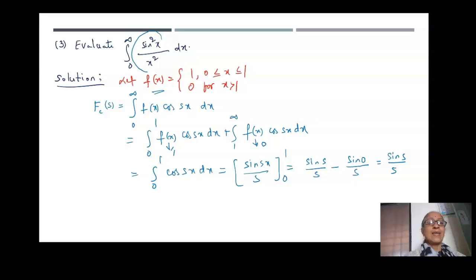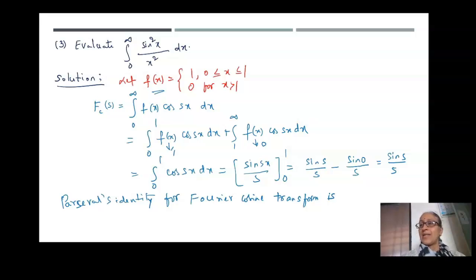Here the integrand contains squares, so we use Parseval's identity, which has squares. Parseval's identity for Fourier cosine transform is 2 by pi integral 0 to infinity Fc of s whole square ds equal to integral 0 to infinity f of x whole square dx.